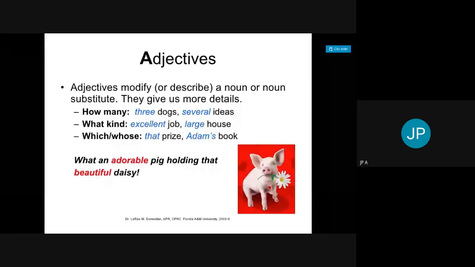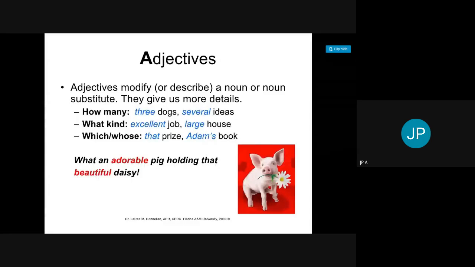So they give us more details about the noun. എന്തൊക്കെ ഡീറ്റെയിൽസ് അതിന് തരാൻ പറ്റും? എത്ര എണ്ണം ഉണ്ടെന്നുള്ളത് തരാൻ പറ്റും, ഏത് തരത്തിലുള്ളതാണെന്ന് തരാൻ പറ്റും, അല്ലെങ്കിൽ പ്രത്യേകമായിട്ട് ഏതെങ്കിലും സൂചിപ്പിക്കാൻ പറ്റും, which or whose. So these are the three ways in which adjectives can modify nouns. So adjectives are words which modify nouns or pronouns.